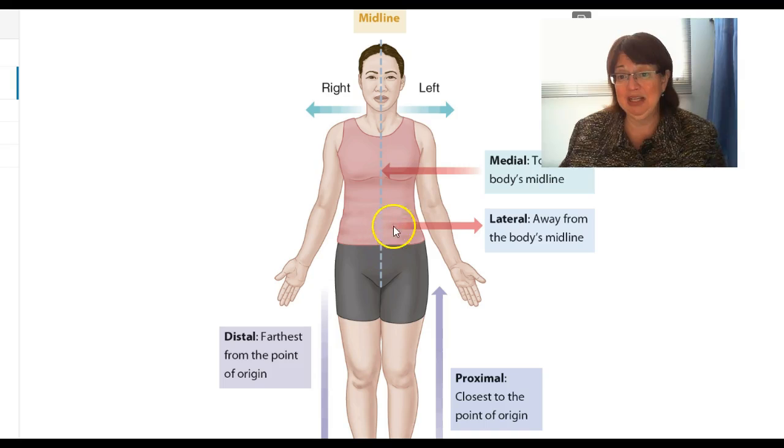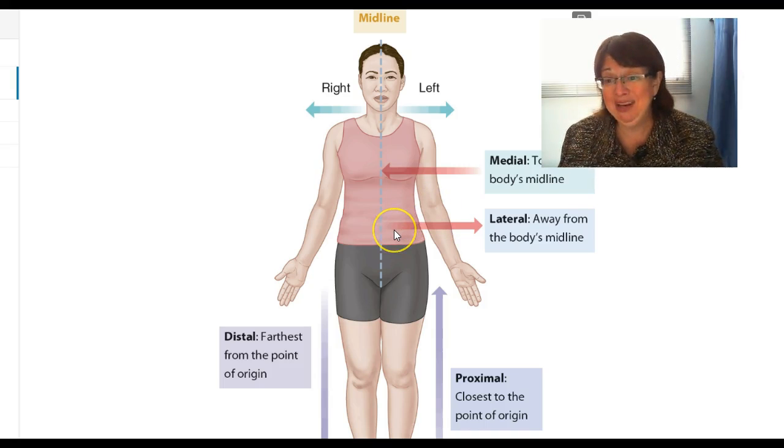Medial means towards the middle. Lateral means away from it. A good example of that is on your ankle bone. Your medial malleolus is the one on the inside, and your lateral is the one on the outside.